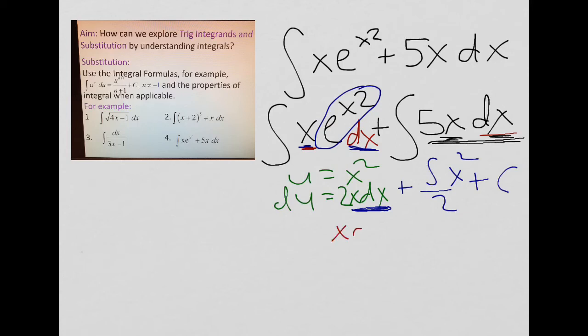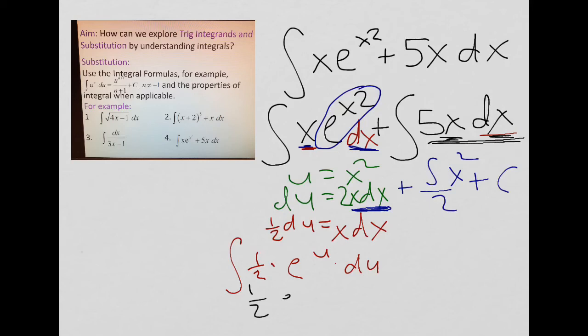So if I need to substitute x and dx, I divide both sides by 2. So x dx is going to be replaced with 1/2 du. I'm going to put the du over here. Remember, you're multiplying. And the e to the x squared is replaced with e to the u. Now you should see that this is something we can evaluate. So this is going to be 1/2 e to the u plus c, but we already have a c here, so you can erase one of them.